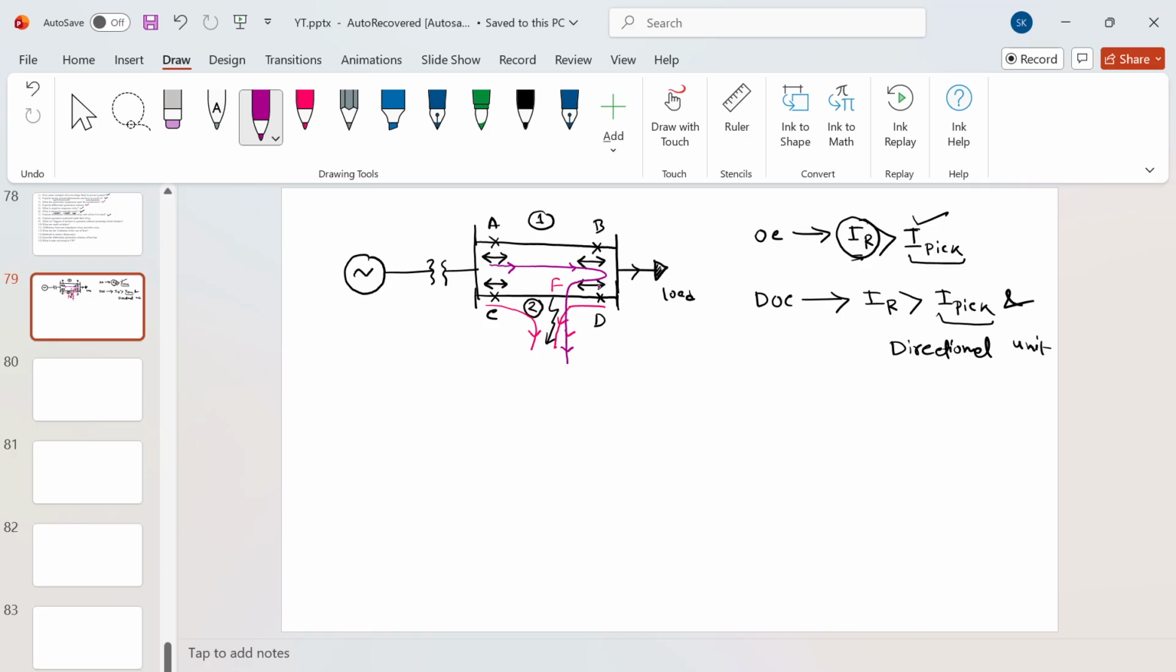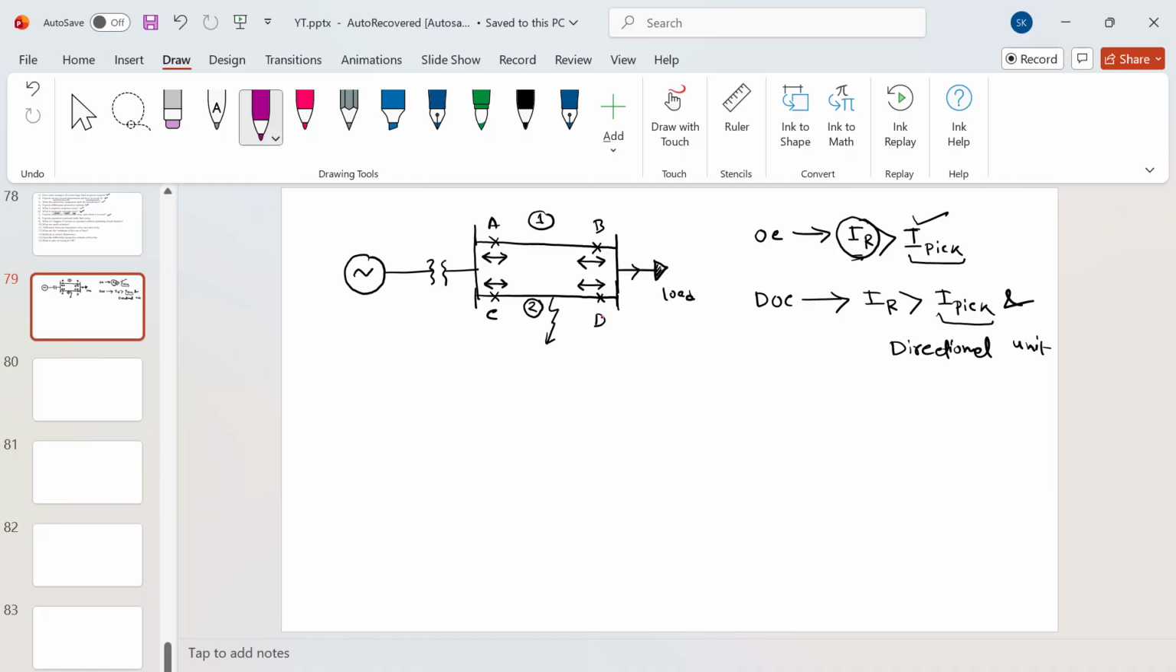Because of this fault, the current flowing through the CT secondary, or the operating coil, is more than the pickup current. So my overcurrent relay will trip. Now, which relays will trip? I need to check. This D relay will definitely trip. Not that the relay itself trips, but the relay sends the trip signal to the circuit breaker. So this D relay will send the trip signal to the circuit breaker.